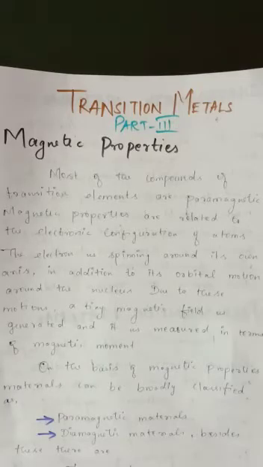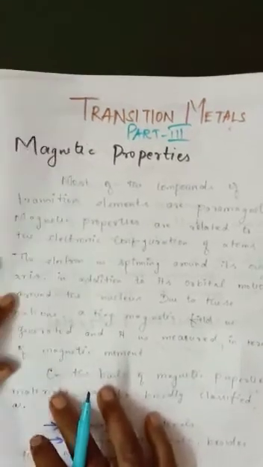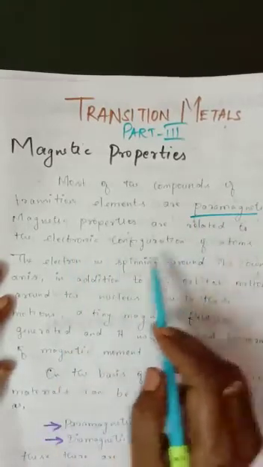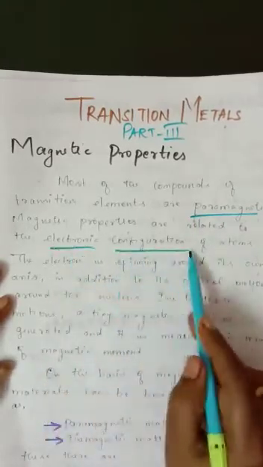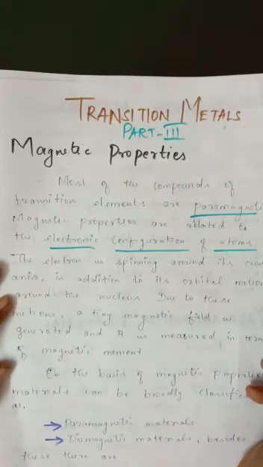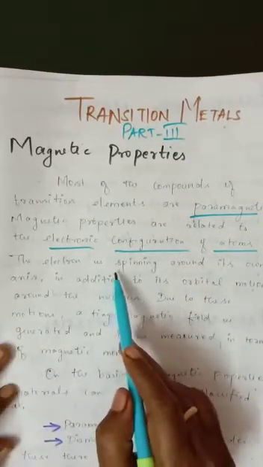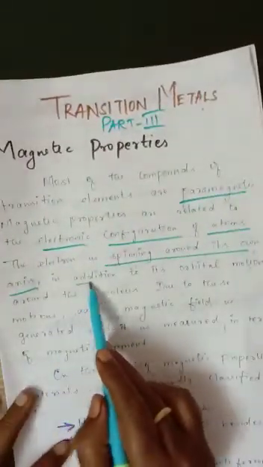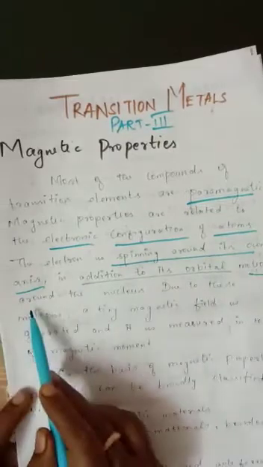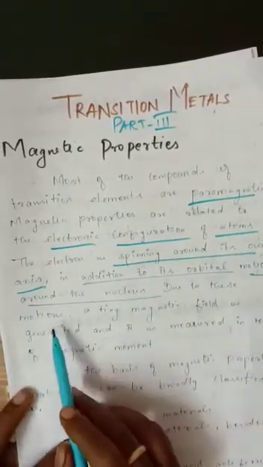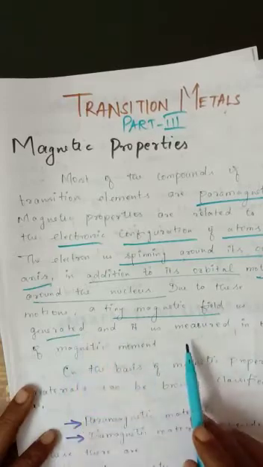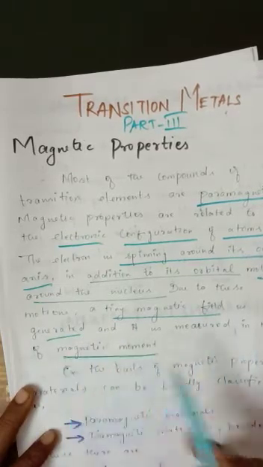Most of the compounds of transition elements are paramagnetic, and magnetic properties are related to the electronic configuration of atoms. The electron is spinning around its own axis, isn't it? The electron spins on its own axis in addition to its orbital motion around the nucleus. Due to this motion, a tiny magnetic field is generated, and it is measured in terms of magnetic moment.